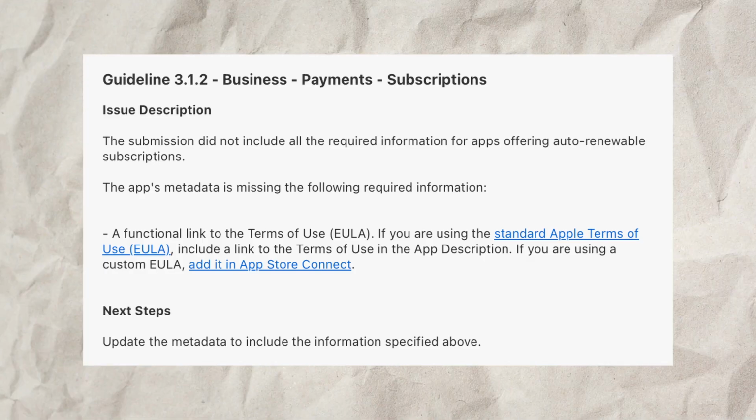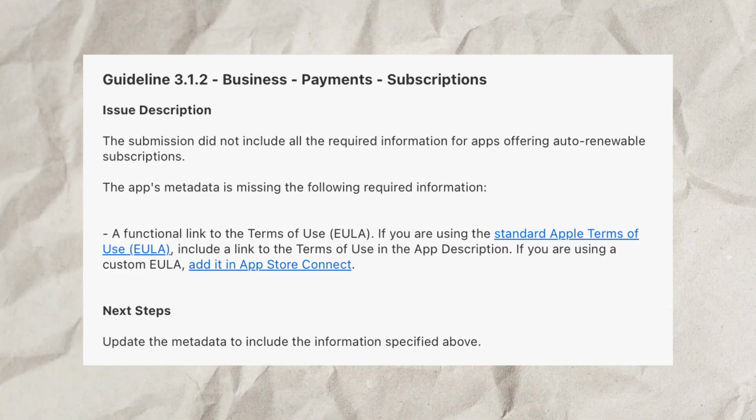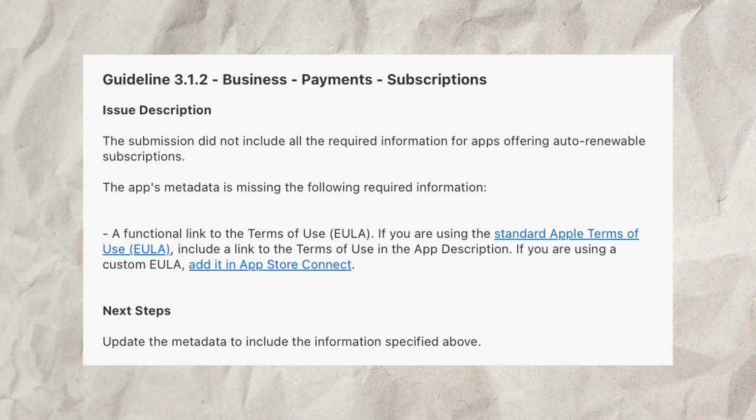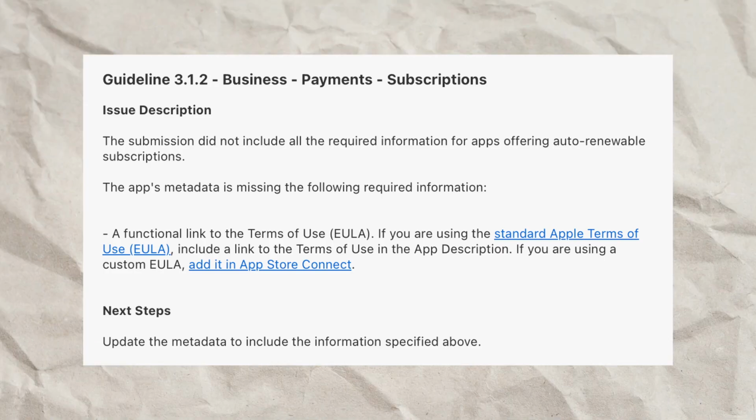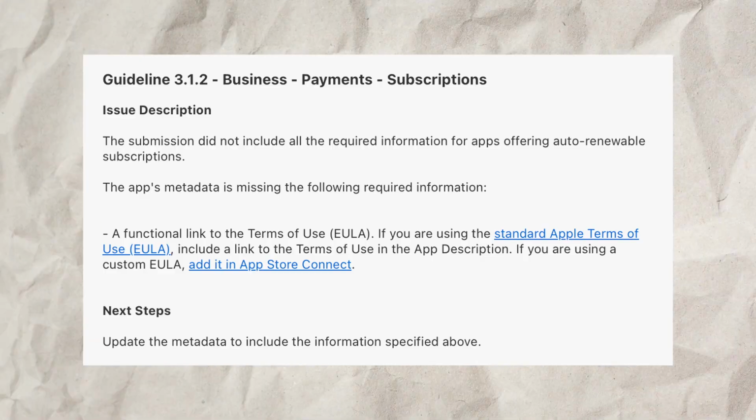So here's a real example from one of my apps, Sick Days. I once got rejected because the reviewer couldn't find the privacy policy link inside of the app binary. It was there, just not somewhere obvious enough. This can easily be fixed to avoid a rejection in the future.